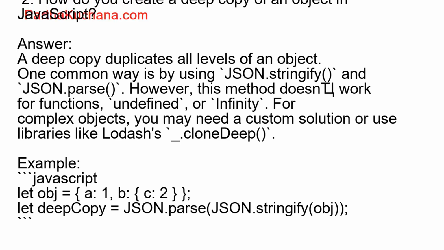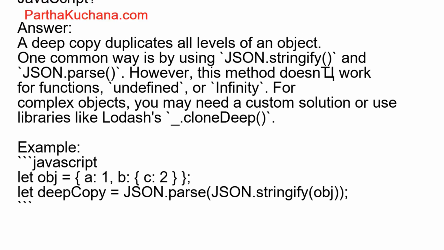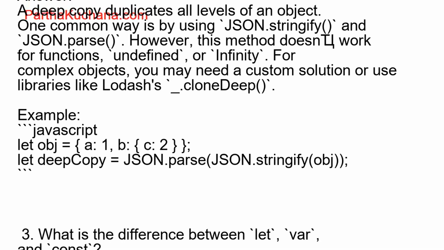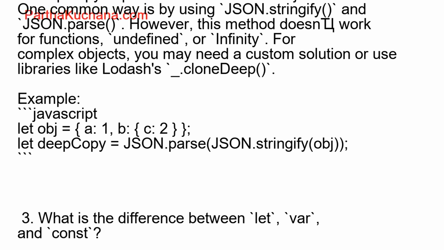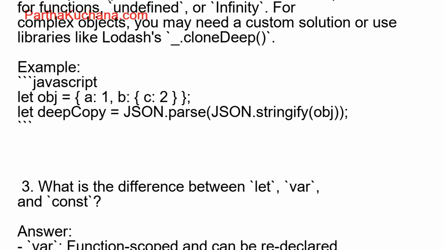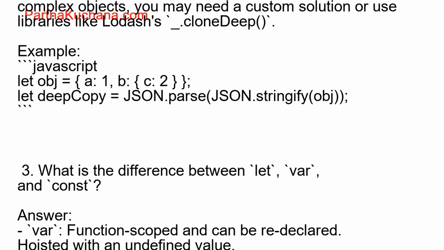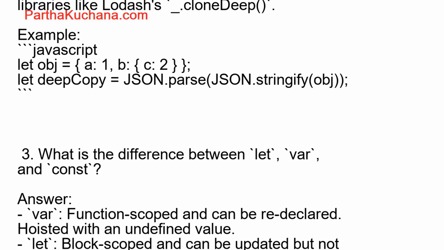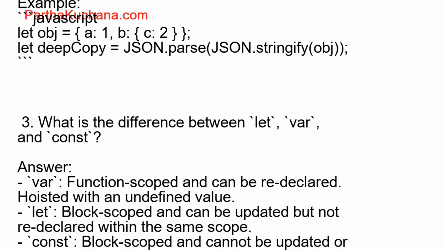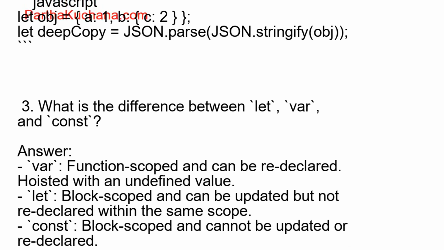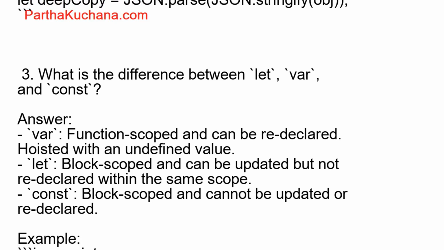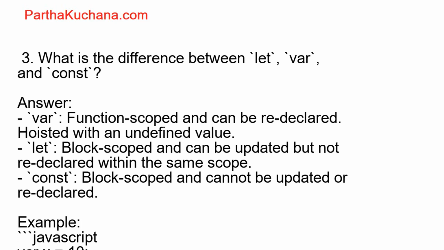3. What is the difference between let, var, and const? Answer. var: function scoped and can be redeclared. Hoisted with an undefined value. let: block scoped and can be updated but not redeclared within the same scope. const: block scoped and cannot be updated or redeclared. Example, JavaScript. var x = 10, let y = 20, const z = 30.